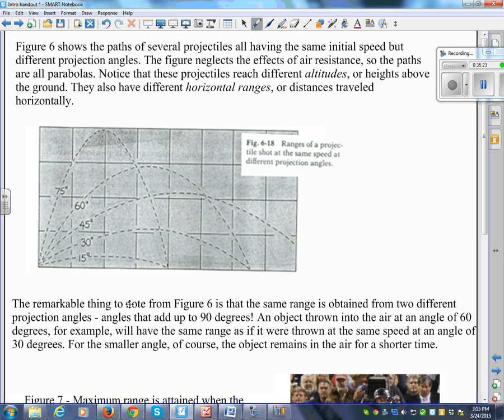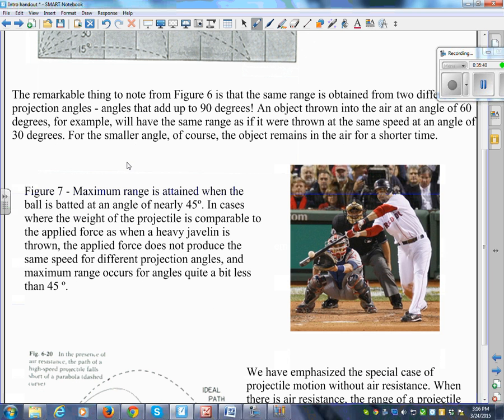The remarkable thing to note from figure 6 is that the same range is obtained from two different projection angles, angles that add up to 90. At 60 and 30, they will land at the same point. One will just go higher than the other. So, which tells me if you want to go the maximum distance, what's the maximum distance? 45.